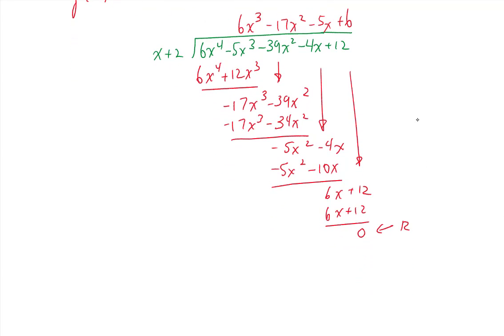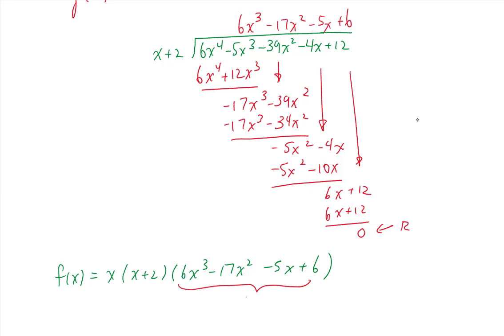So what I now know is that f of x is equal to x times (x + 2) times (6x³ - 17x² - 5x + 6). So we still need to keep going. We now are going to try to factor this function, the cubic.